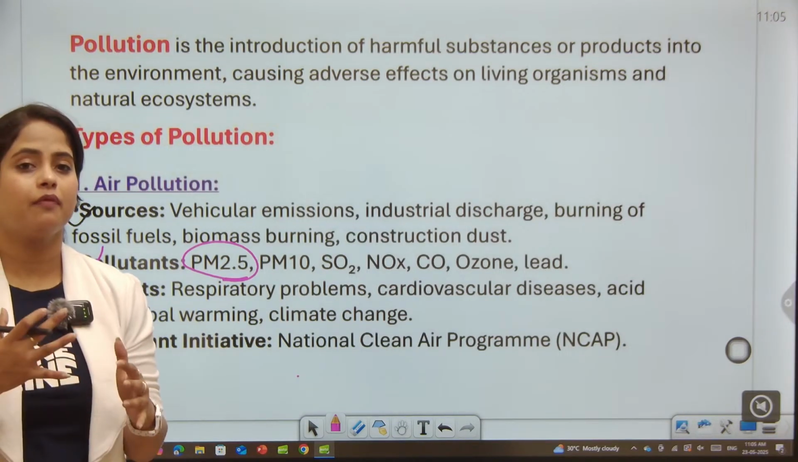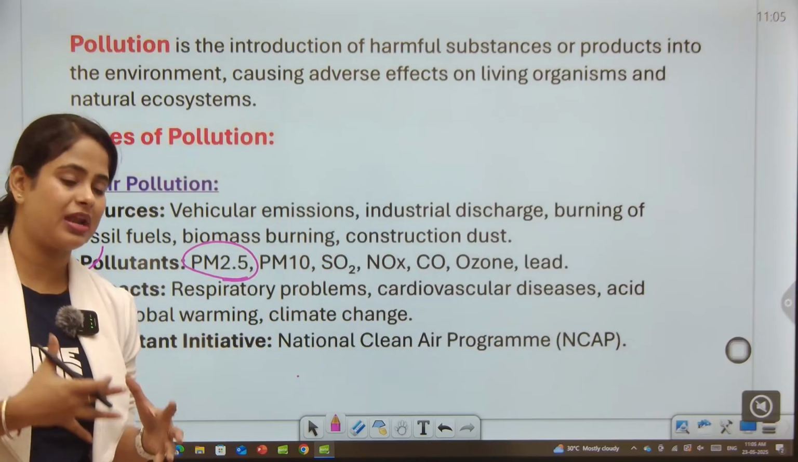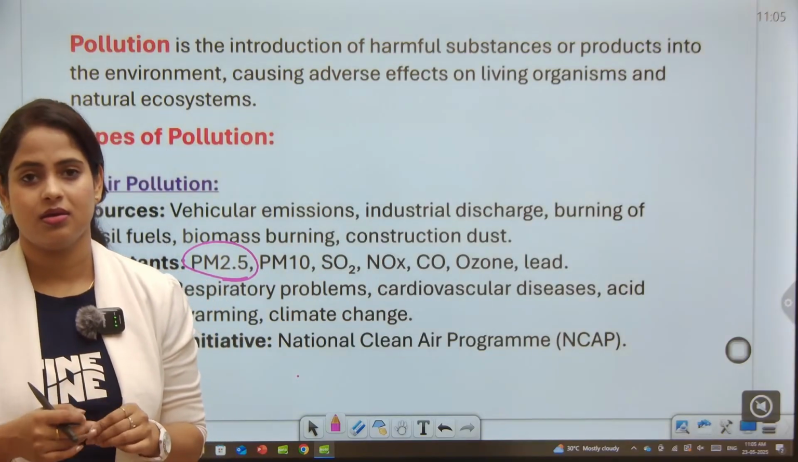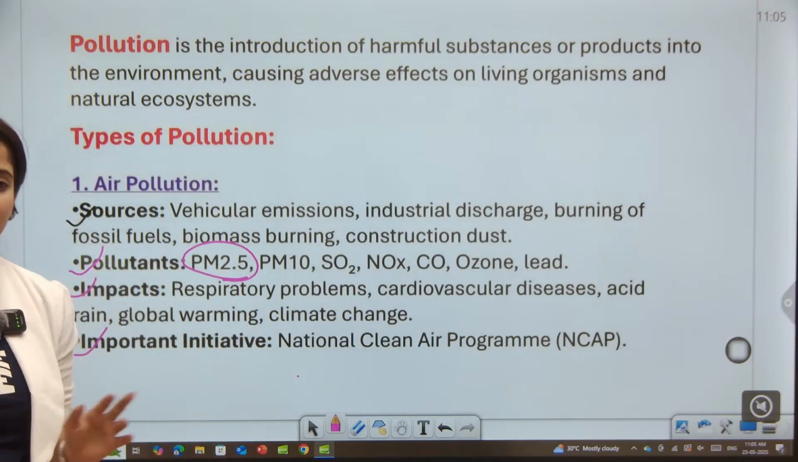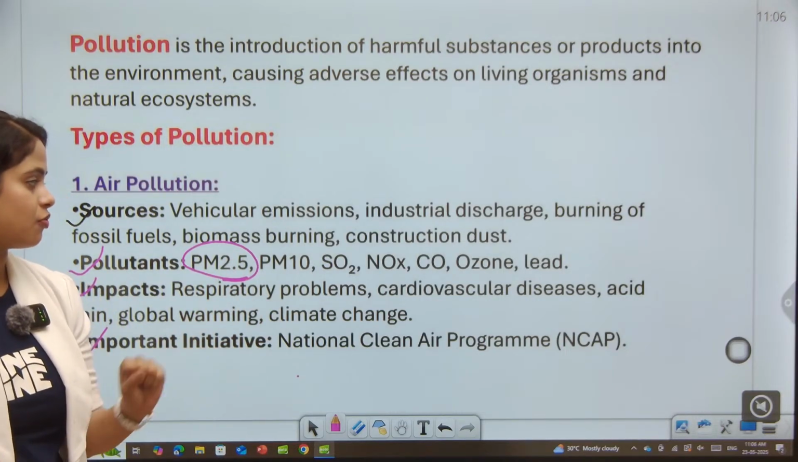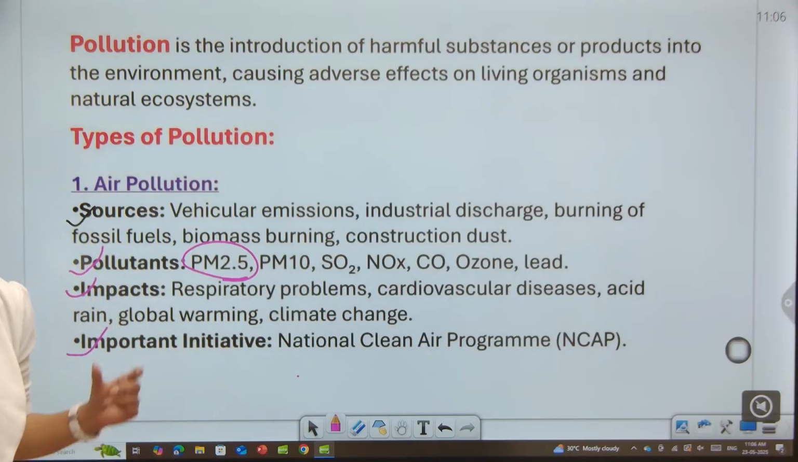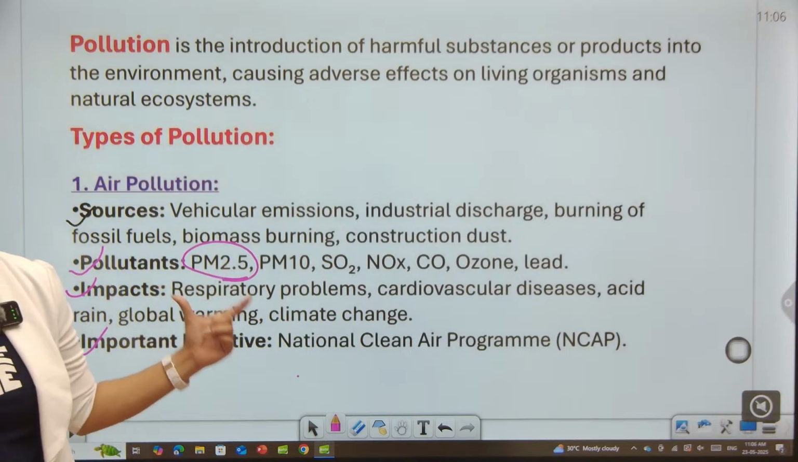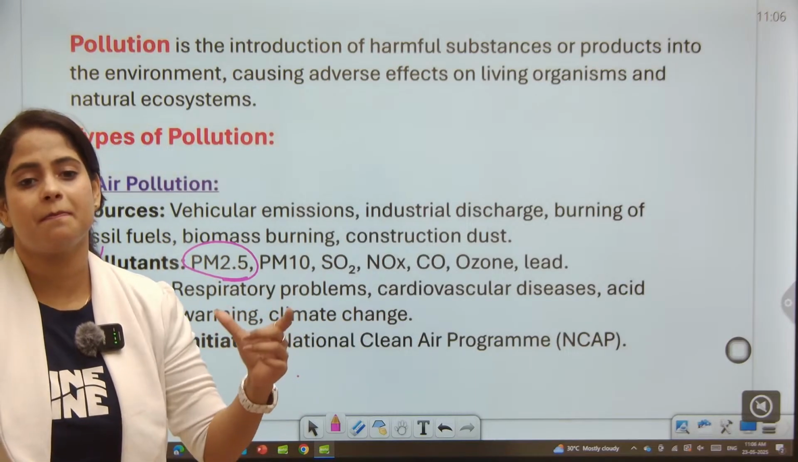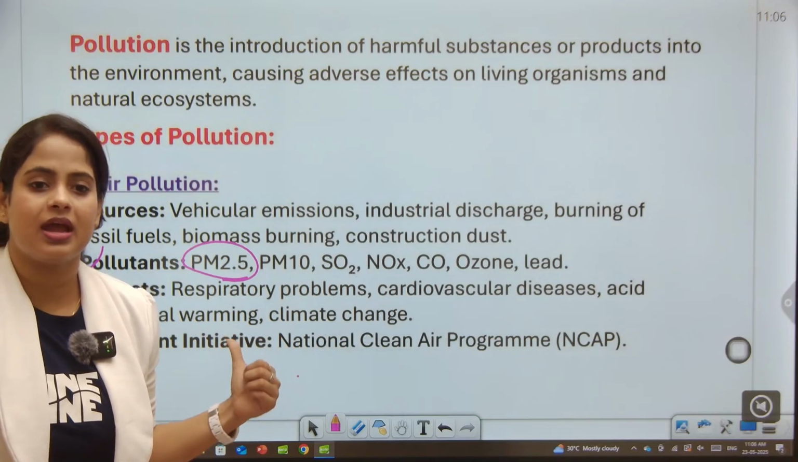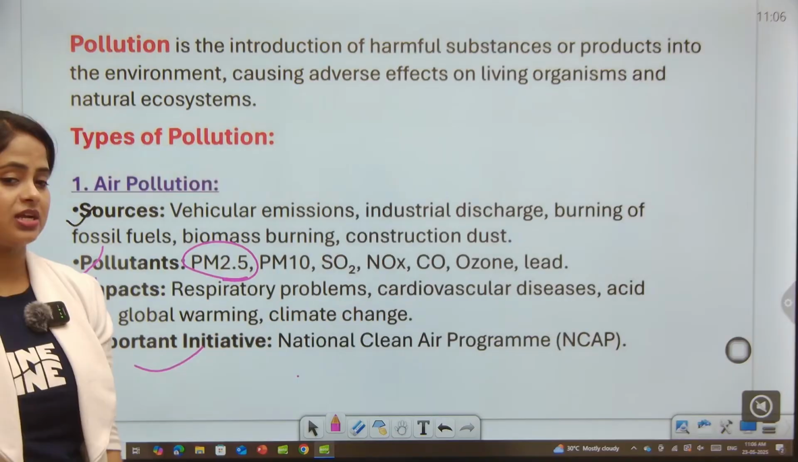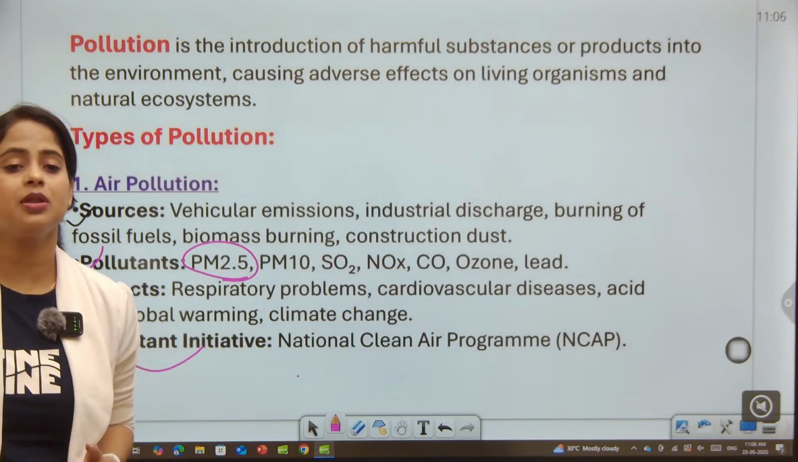What can be the very crucial impacts? You can say the negative impacts, and obviously pollution does not have any positive impact. It only has negative impacts. So what is the impact on our body and on our environment? Respiratory problems, cardiovascular diseases, acid rain, global warming, climate change. These are all bad impacts. Can you find any kind of good in here? No.